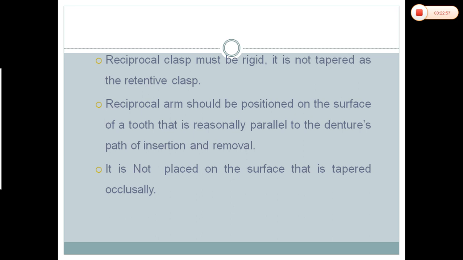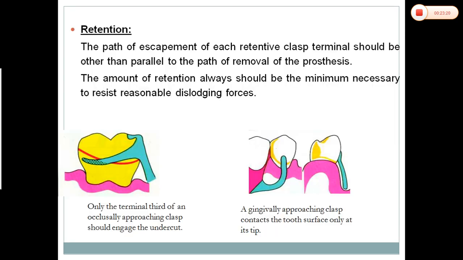The reciprocal arm must always be rigid to counteract the forces. Always, the reciprocal arm must be rigid and positioned above the height of contour. It should be positioned on the surface of the tooth that is reasonably parallel to the denture path of insertion and removal. It is not placed on a surface that is tapered occlusally. Retention. So with all these direct retainers, we are talking about retention.